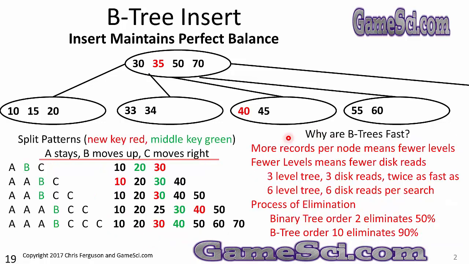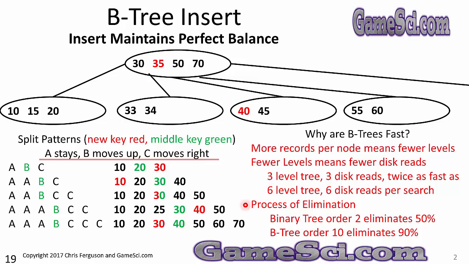Why are B trees fast? More records per node means fewer levels. Fewer levels means fewer disk reads. A 3-level B tree requires 3 disk reads, and that would be twice as fast as a 6-level tree that requires 6 disk reads per search. B trees try to minimize the number of levels of the tree. The fewer levels you have, the fewer disk reads are needed.